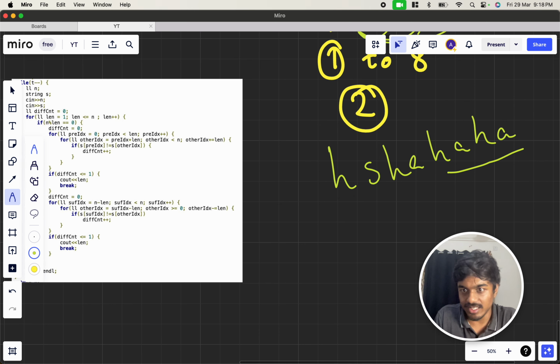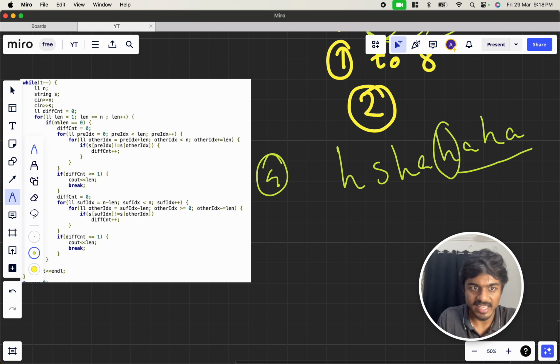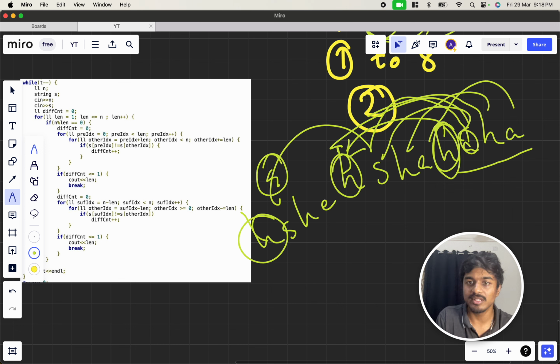Let's try for the length as 4 case here. If the length is 4, the suffix index will be 8 minus length, that is 4, right? So the suffix index will start from 4: 0, 1, 2, 3, 4, this H, and then it checks for this character, that is H. Similarly, if something is there, it will compare to this. It goes for this A and this S, this H will compare, this H will compare. If something like HS, HE comes, this H will get compared with these three things. This A will compare with this one, this one. Then this H will compare with this and this, this, this, and so on.